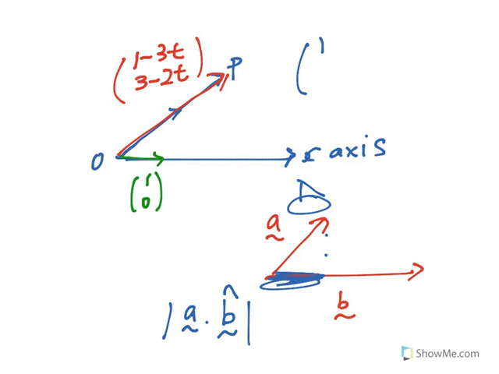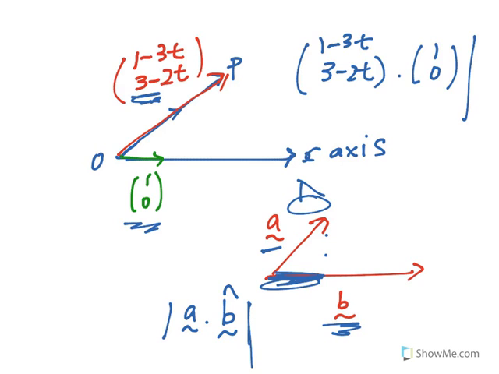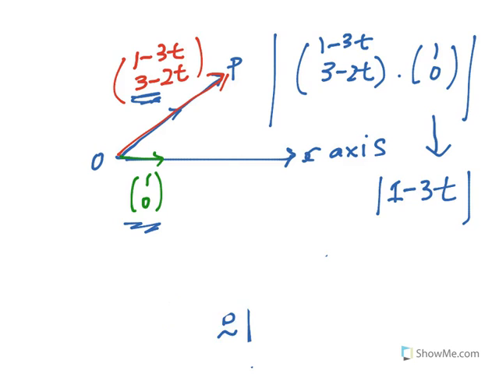Here, this is 1 minus 3t, 3 minus 2t. This A here is this vector. B here is already a unit vector. So dot product with 1, 0, and take the modulus, and this will give you the modulus of 1 minus 3t. So this is the length of projection of OP onto the x-axis. In algebraic, parametric form, it is the modulus of 1 minus 3t.